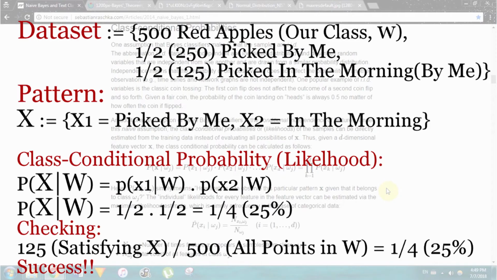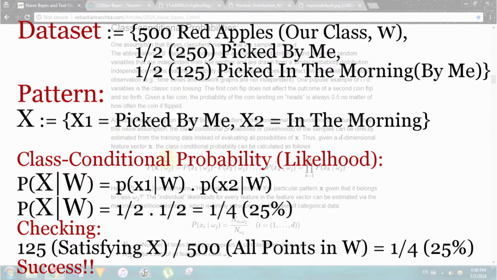For example, me and my sister picked 500 red apples today, okay? I picked half of them, which means 250, and my sister also picked 250. Half of the apples I picked in the morning, and the other half I picked in the afternoon. So this is our data set. And what I'm asking is, what is the probability of observing the pattern of a red apple that is picked by me in the morning, having in mind all of the red apples?